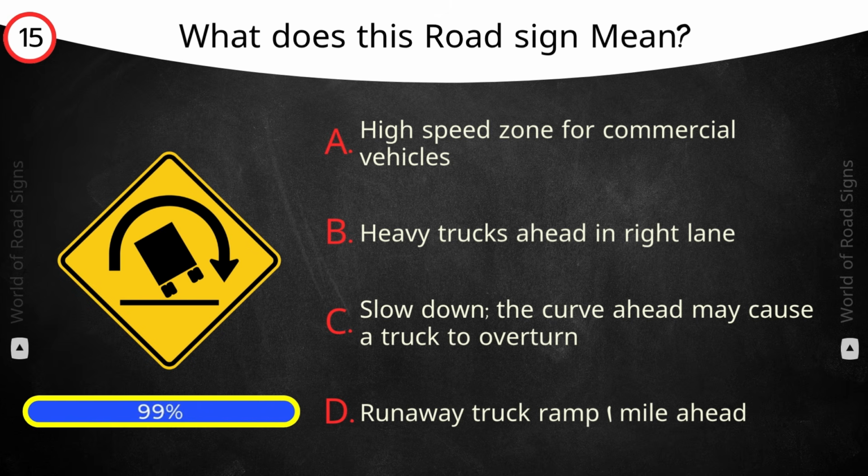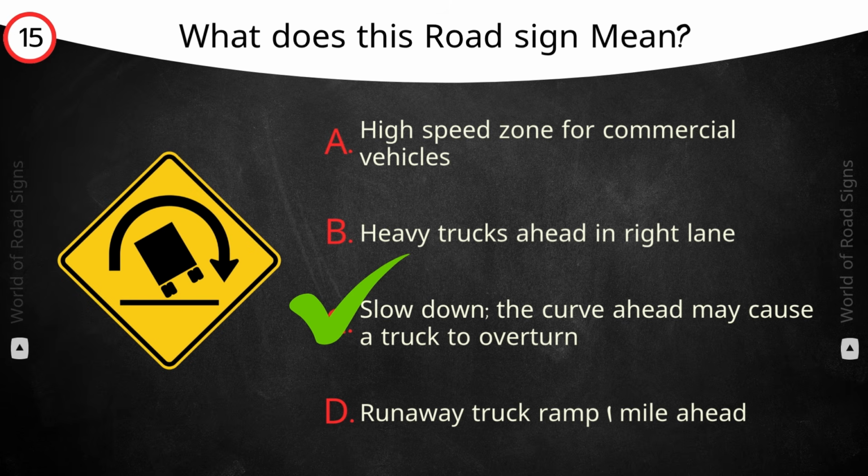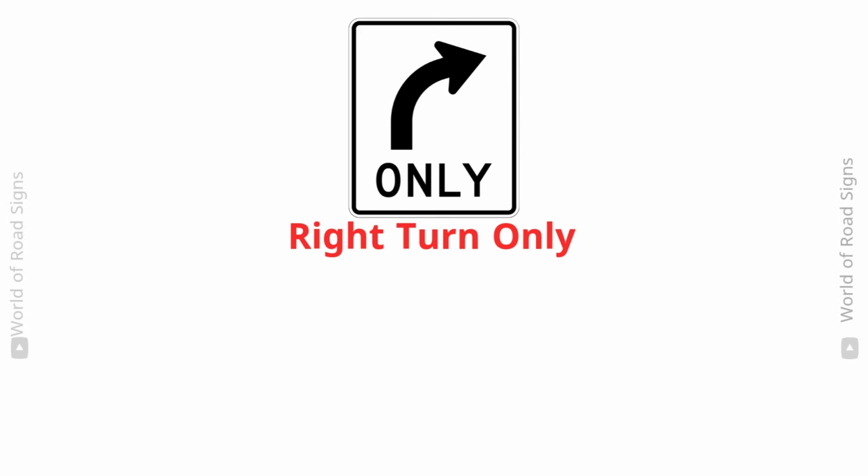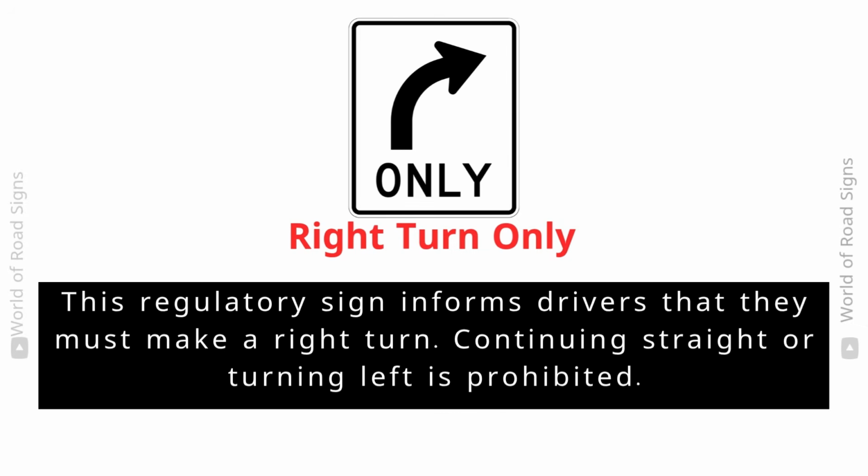Well done if you picked option C, slow down, the curve ahead may cause a truck to overturn. Right turn only. This regulatory sign informs drivers that they must make a right turn. Continuing straight or turning left is prohibited.